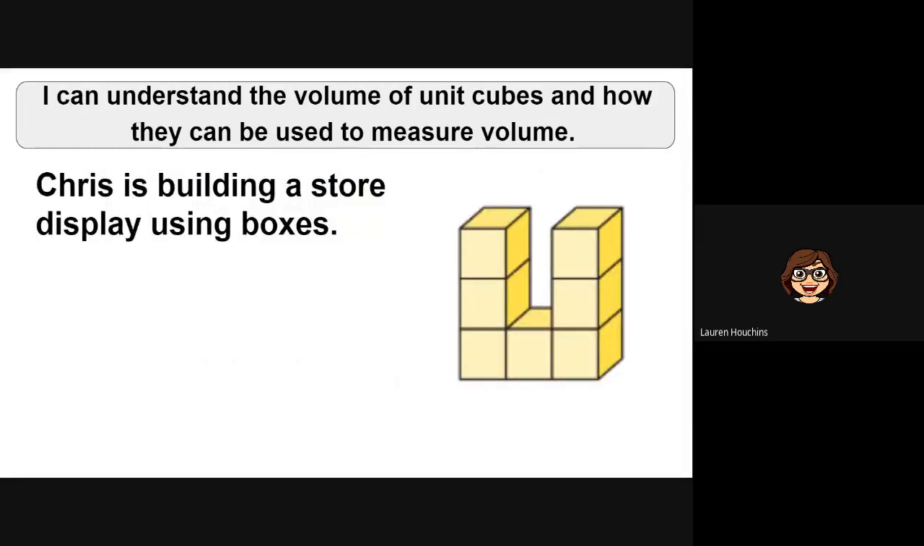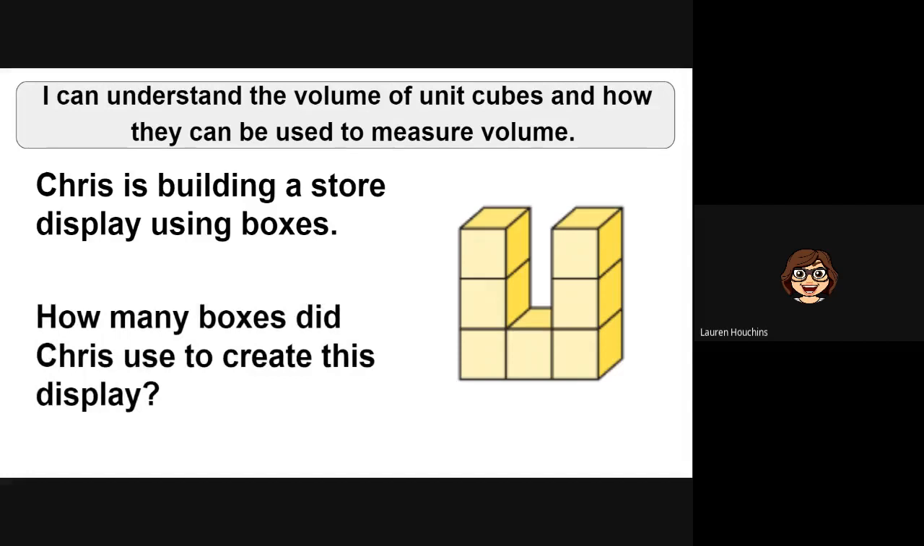Chris is building a store display using boxes. How many boxes did Chris use to create this display? All I have to do is count. 1, 2, 3, 4, 5, 6, 7. So Chris used 7 boxes to create this display.